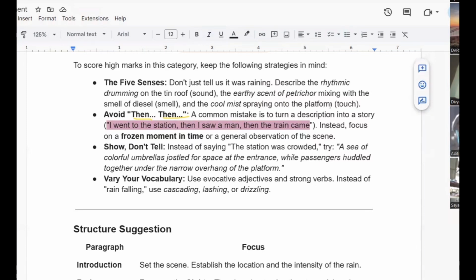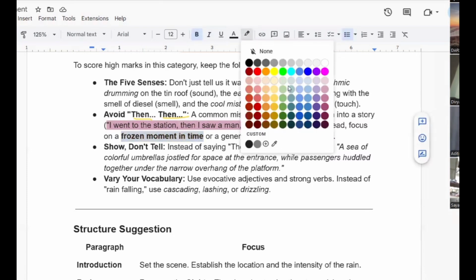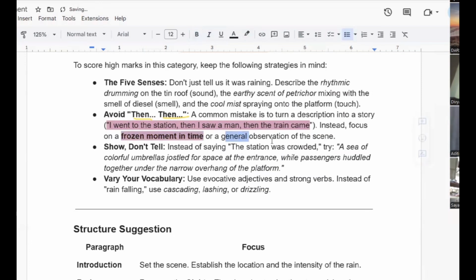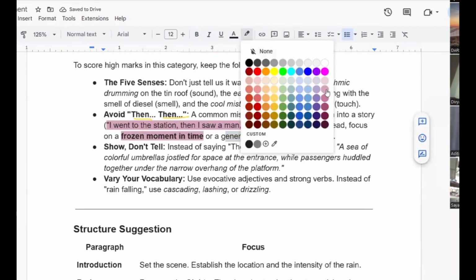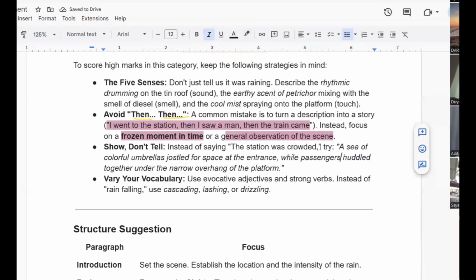No, you're telling me a story, event by event, what happened next. We don't want that. We want to see a description of a scene. Instead, try to focus on a frozen moment. Very, very important. A description is what? A frozen moment in time or a general observation of a scene. Try to always think of a descriptive scene question as a frozen moment. Everything is just frozen here. Now try to describe that. This is a small tip for you all. If you want, you can just note it down. Try to picture it as a frozen moment in time and a general observation of the scene.